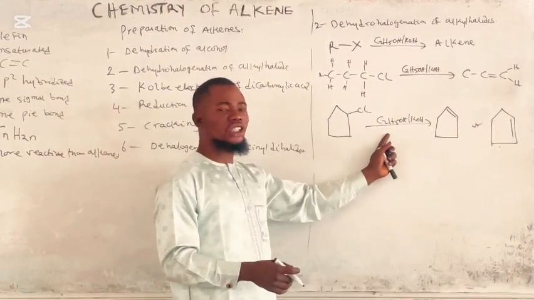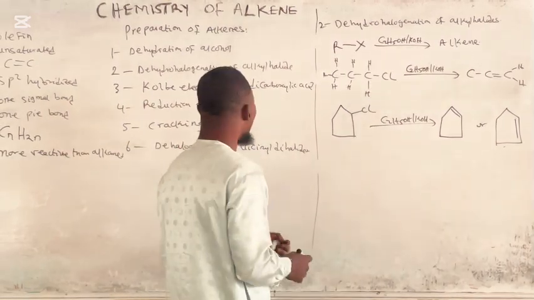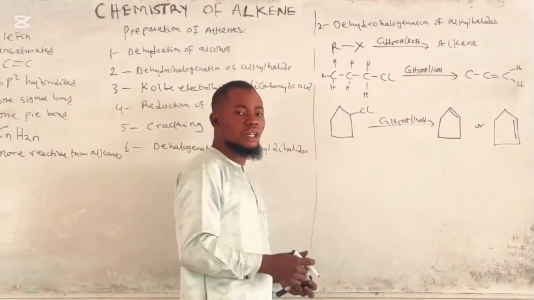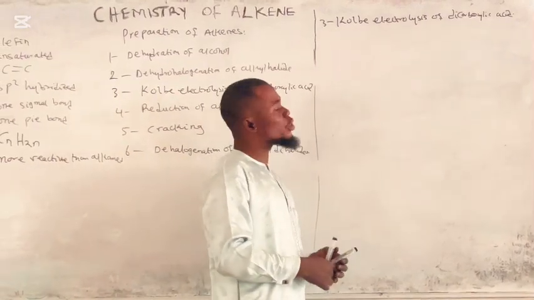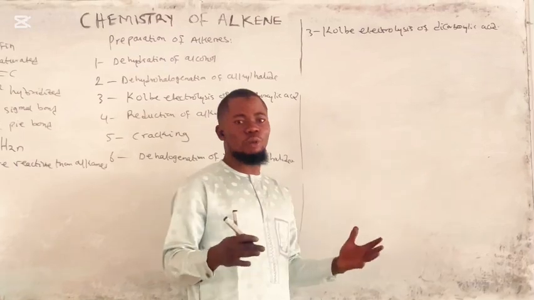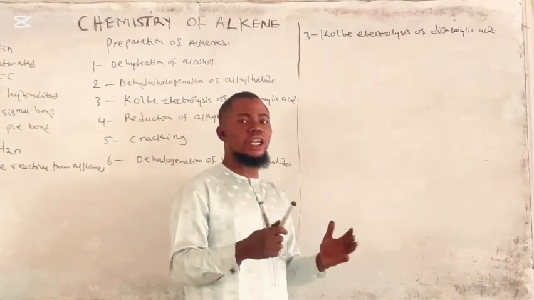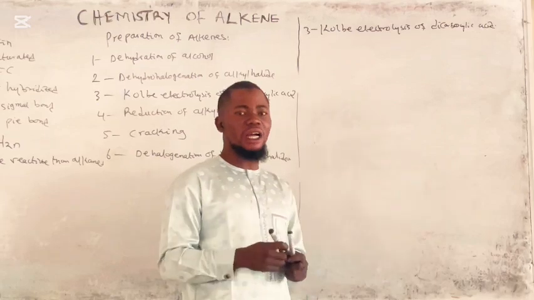Remember the reaction condition: strong alcoholic potash. Next one is Kolbe electrolysis of dicarboxylic acid. Dicarboxylic acid simply means a compound with 2 carboxylic functional groups. A common example is succinic acid. Succinic acid is the same thing as butane-1,4-dioic acid.